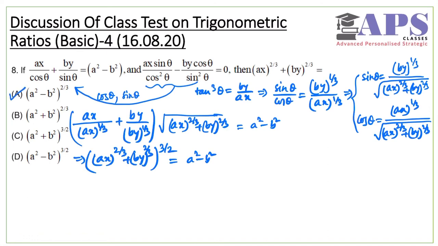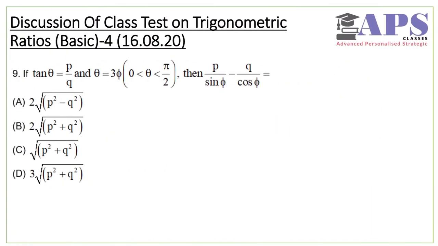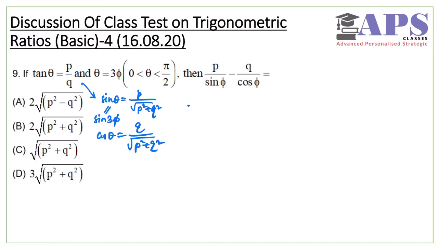So our correct answer will be (A square minus B square) whole to the power 2/3, and that is option A. In question number 9, from tan theta equal to p by q, this relation, we can easily find sin theta and cos theta. So sin theta is p by root over p square plus q square, and theta equals 3 phi, so sin theta is nothing but sin 3 phi. We can similarly find cos 3 phi, but here we have sin phi and cos phi. It is difficult to get sin phi from sin 3 phi because it is a cubic equation. So we try to use something else. We try to put the value of p there. Here sin theta is this, and cos theta will become q by root under p square plus q square. So in place of p here, I can put root over p square plus q square into sin theta.